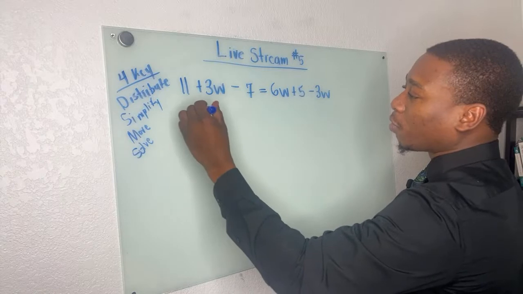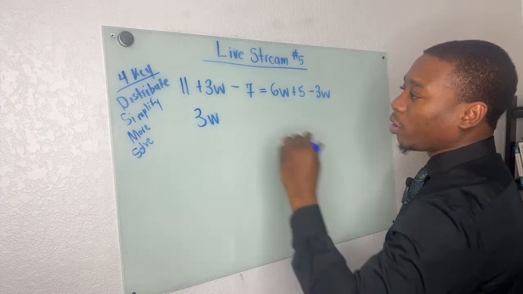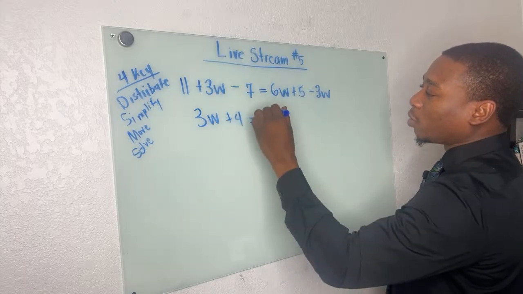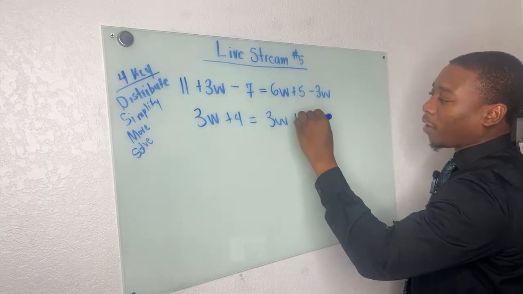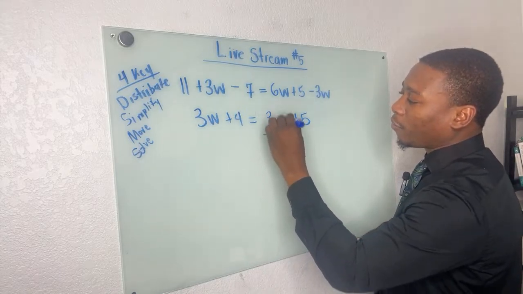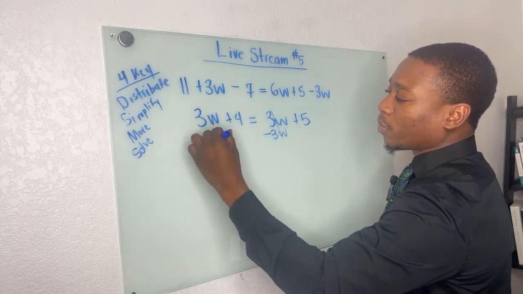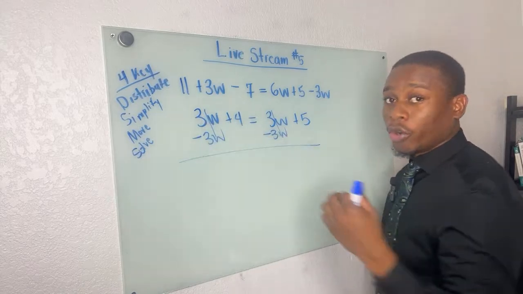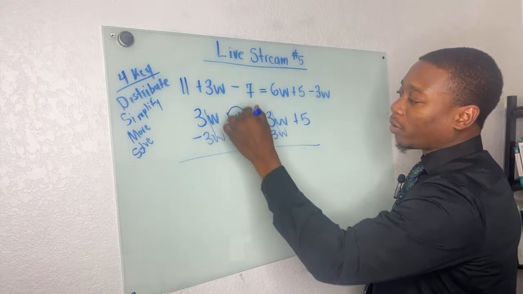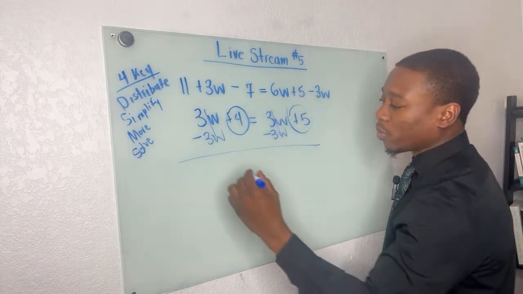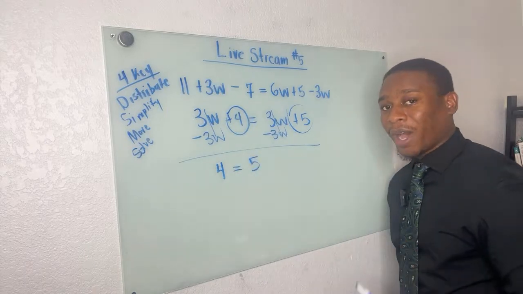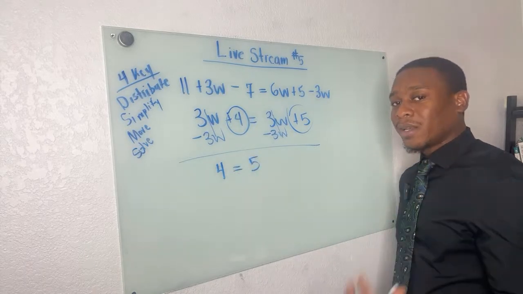So once we start simplifying this equation, we're going to get 3w plus 4 is equal to 3w plus 5. And when I go to combine my variables, I'm going to notice something very interesting. They're going to cancel out. So when they cancel out, all we're left with are these two terms. So now we're saying to ourselves that 4 is equal to 5. And we know that that is not true.